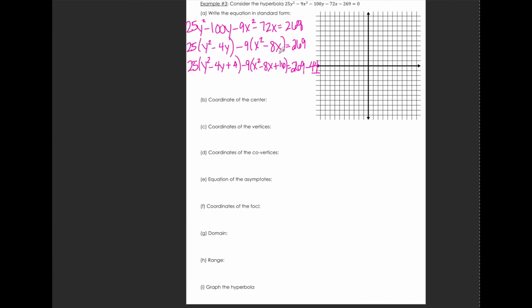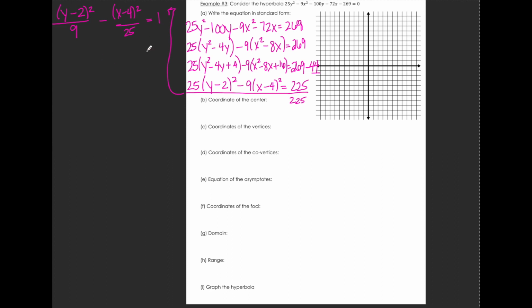Now I'm going to write this as something squared and write this as something squared. So I have 25 times y minus 2 squared minus 9 times x minus 4 squared equals 225. The last thing I need to do is to get this to be equal to 1. So I have to divide the entire equation by 225. So 25 divided by 225 is going to reduce to 1 over 9. So I have y minus 2 squared over 9. 9 over 225 is going to reduce to 1 over 25. So I have x minus 4 squared over 25 equal to 1.